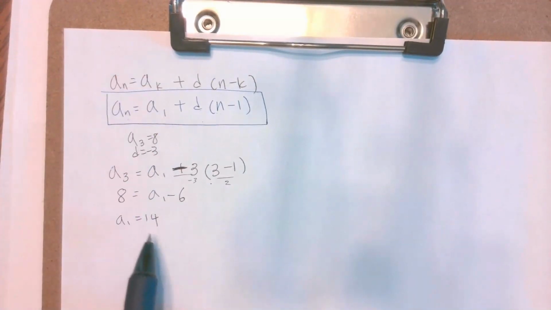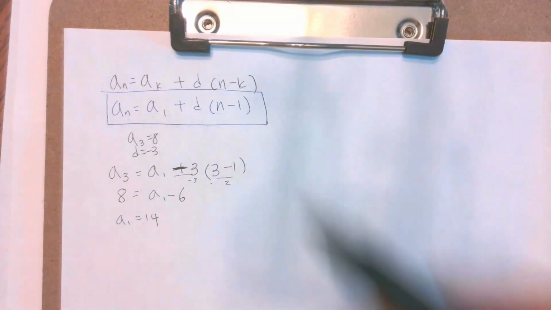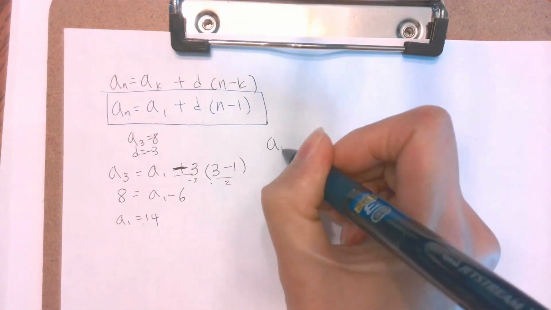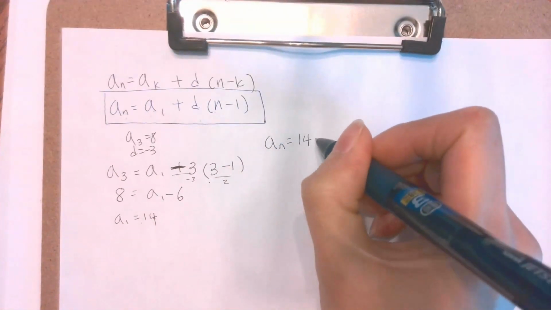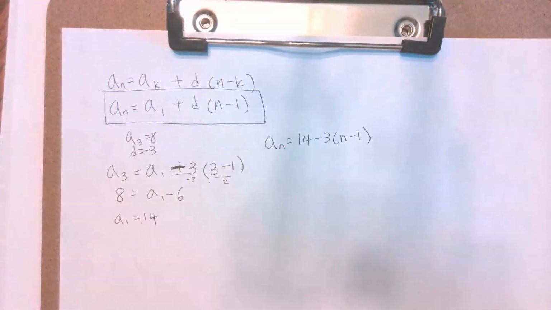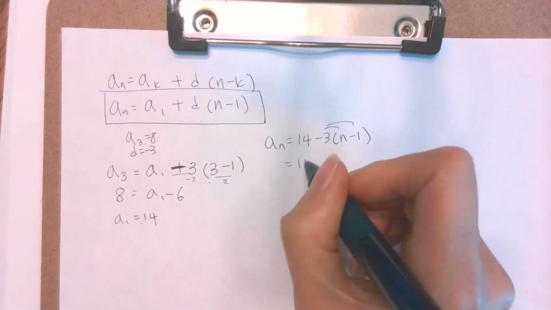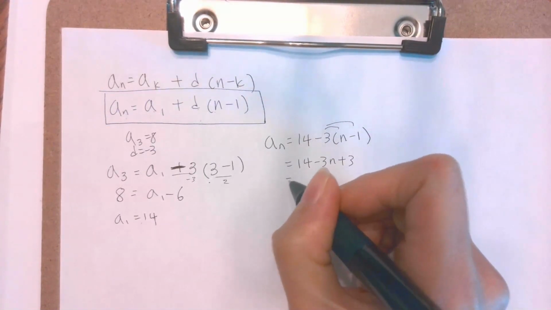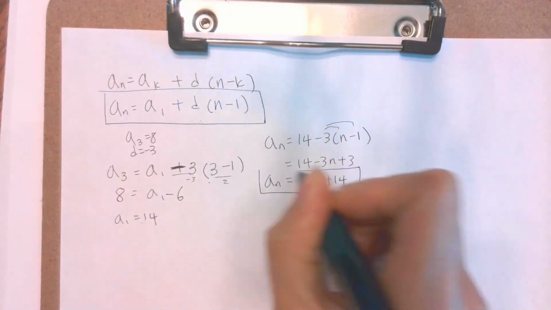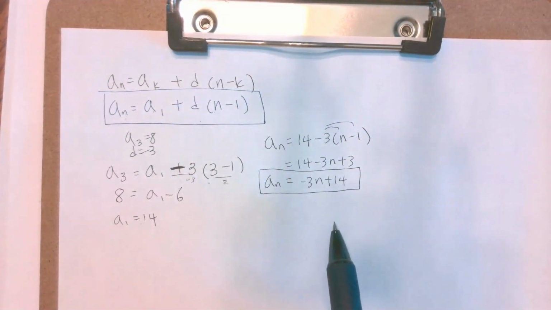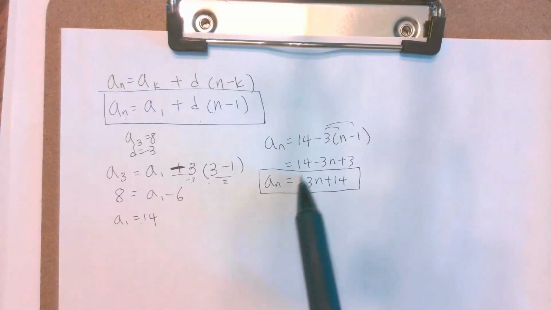So when I plug that a sub 1 back, 14, here, and then the common difference -3 back here, then I get a sub n is equal to 14, the first term, minus 3 times n minus 1. That's what I get as a formula. Well, I need to clean up a little bit, so I'm going to distribute that -3 in. 14 minus 3n plus 3, I get -3n plus 17.